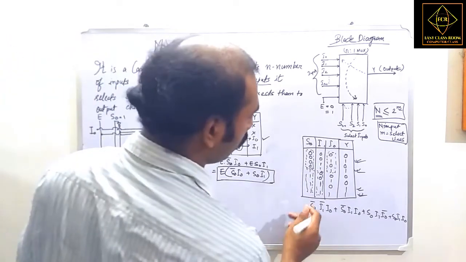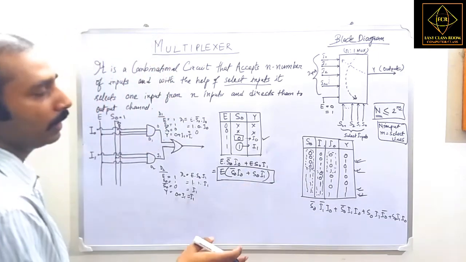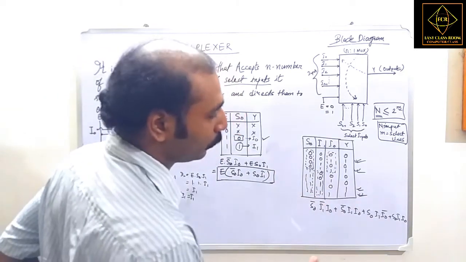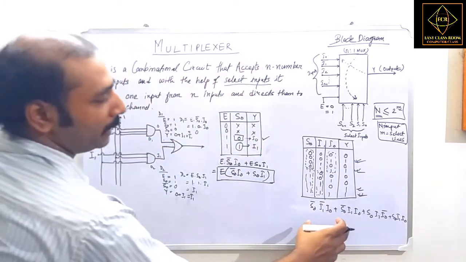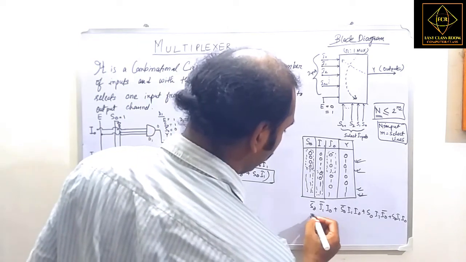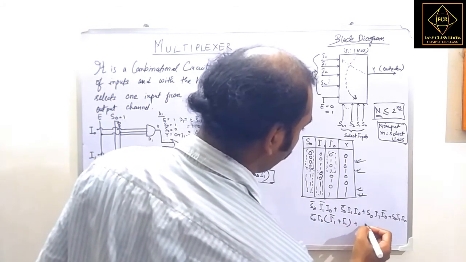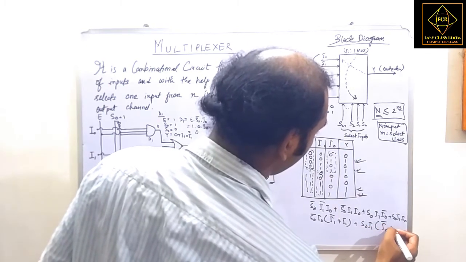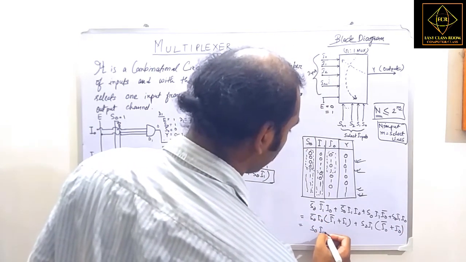Now what we have not drawn is the E column. The circuit will actually work when E is 1. By default E is 1, that we have to keep in mind. If we consider these two, we can take them as common: S0 bar, I0, and we are left with I1 bar, and from S0 I1, we are left with I0 bar plus I0.